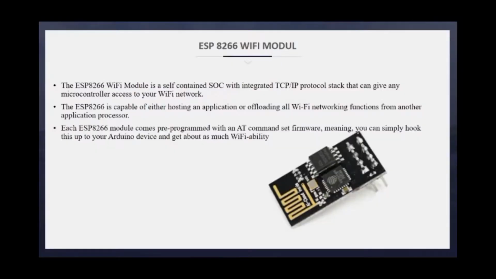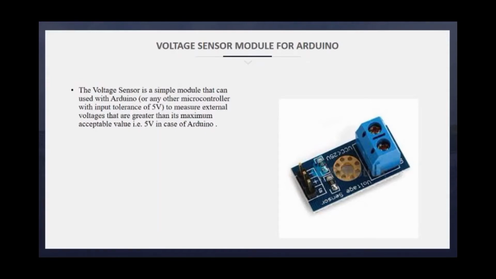I would like to explain about our sensors and actuators used in this project. Firstly, we use the ESP8266 Wi-Fi module. This Wi-Fi microchip is low cost with a full TCP and IP stack and microcontroller capability. And next, we use the voltage sense module for Arduino, which is a simple module that can be used with Arduino or other microcontrollers with input tolerance of 5 volt to measure external voltage that is greater than its maximum acceptable value.